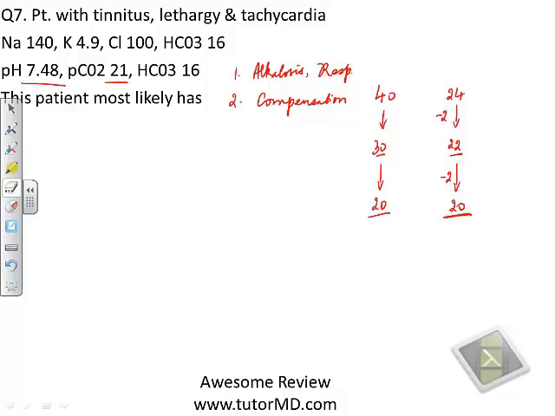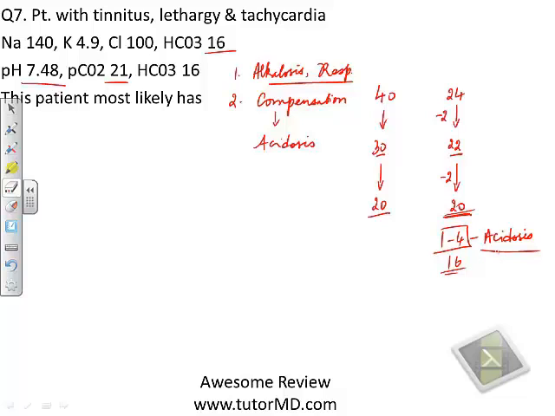However, here we have a bicarb of 16. Why is it 16? Why is it minus 4? Because this minus 4 represents additional acidosis. So this patient has not only respiratory alkalosis, but also an additional acidosis as well. So with the compensation mechanism, we recognize the patient has acidosis. So where do you see a respiratory alkalosis along with a concomitant acidosis? Not just compensated acidosis, but a concomitant acidosis.